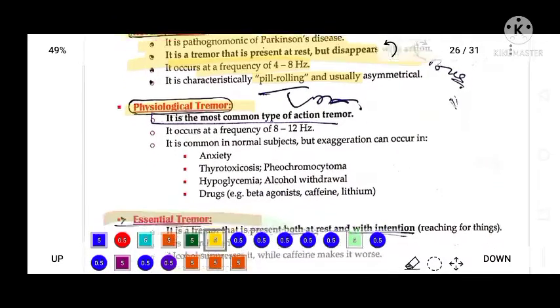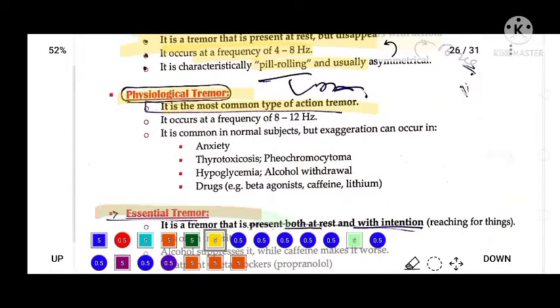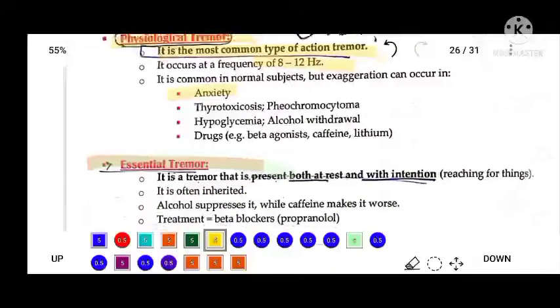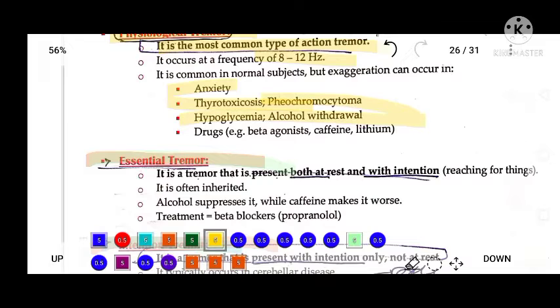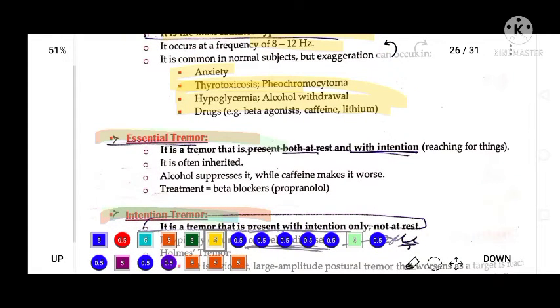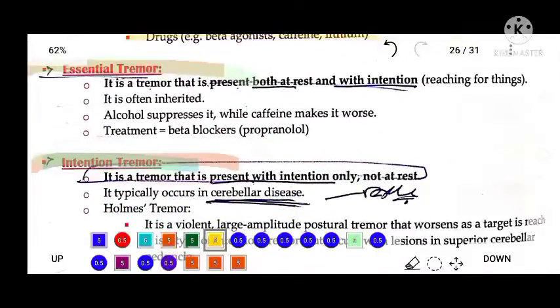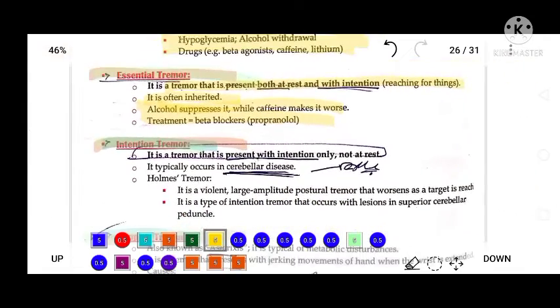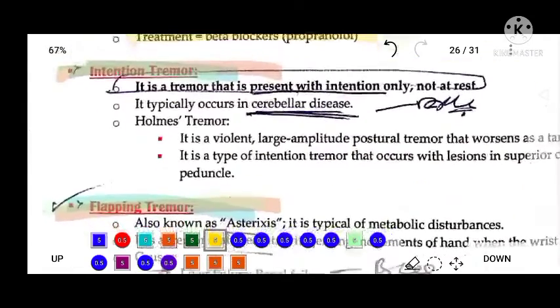Now, physiological tremors are a type of action tremor whose frequency is 8 to 12 Hz and are caused by anxiety, thyrotoxicosis, pheochromocytoma, hypoglycemia, and drug abuse. Another type of tremor is essential tremor. Tremor present both at rest and at intention is known as essential tremor, often inherited. Alcohol suppresses it, and treatment is a beta blocker such as propranolol. So these are essential tremors.